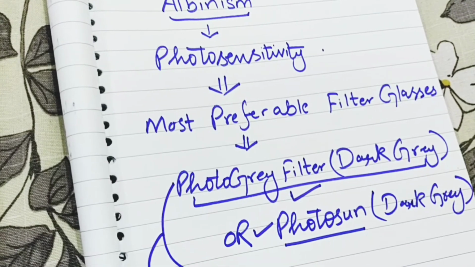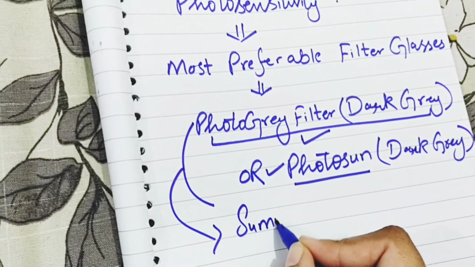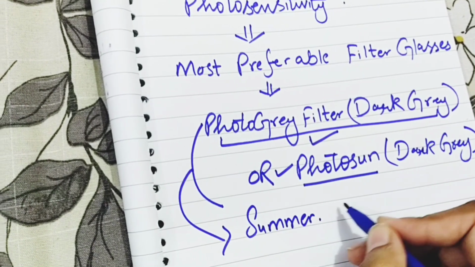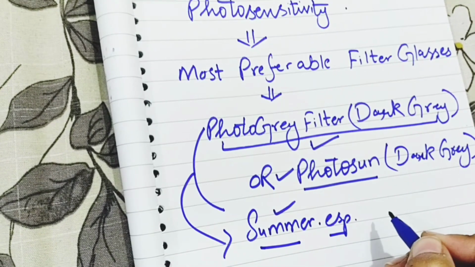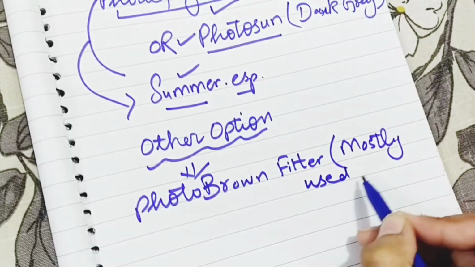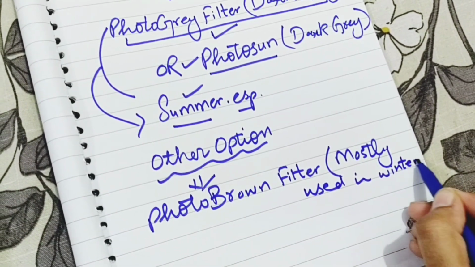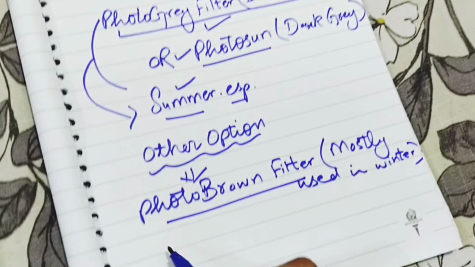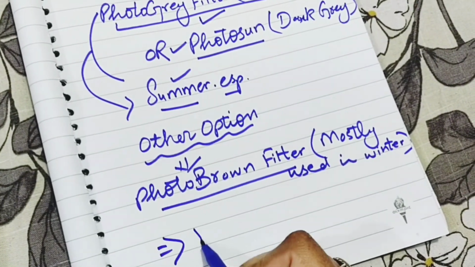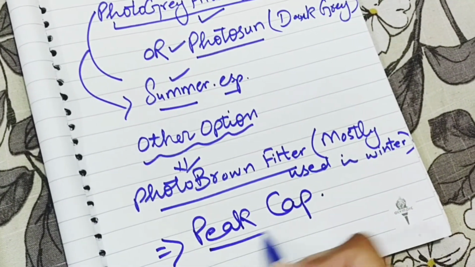So we will dispense photogray filter or photosun glasses in cases of summer, especially when sunlight is more severe, and photo brown filter is mostly used in winter. Photogray filter is used in summer and photo brown filter is used in winter. And also a peak cap for patients with albinism.